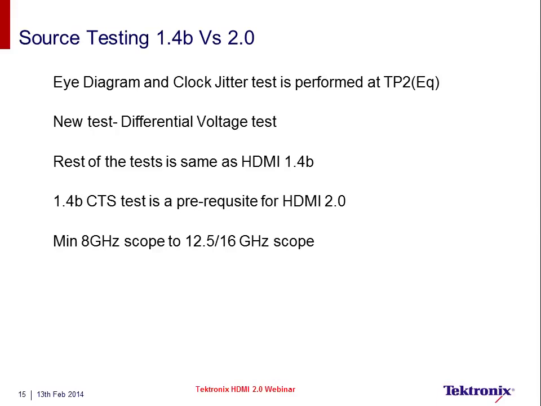We have already seen that the bandwidth of the real-time oscilloscope needed for 2.0 is 16 gig or 12.5 gig based on economics of scale, and this is different from what we had for 1.4b, where a minimum 8 gig bandwidth oscilloscope was sufficient. So these are some of the changes you need to keep in mind when you are investing in 2.0 test equipment.